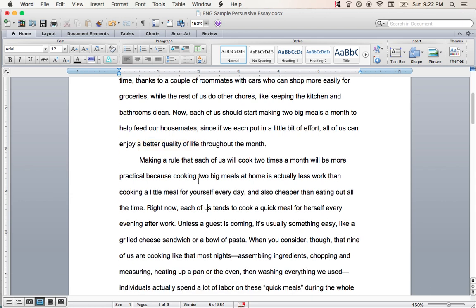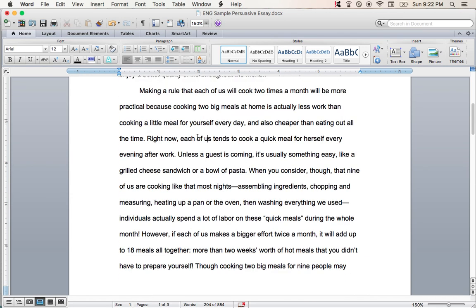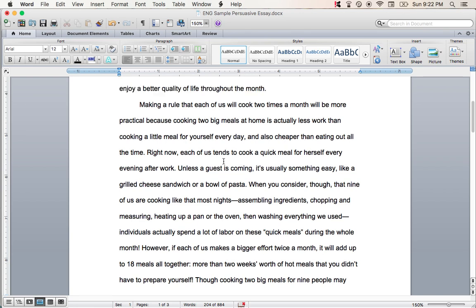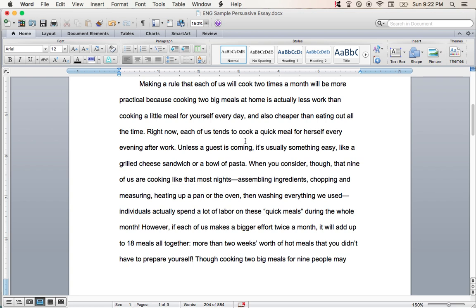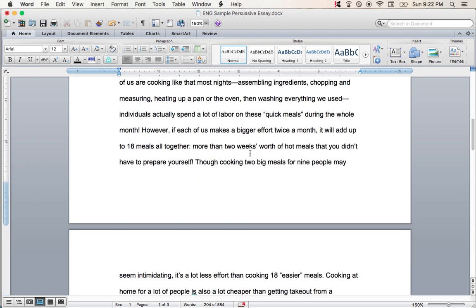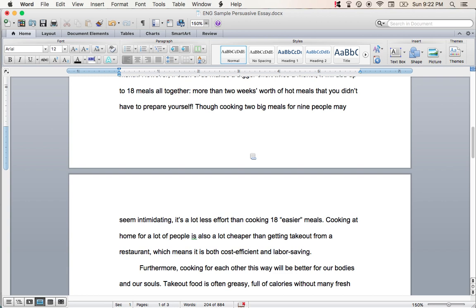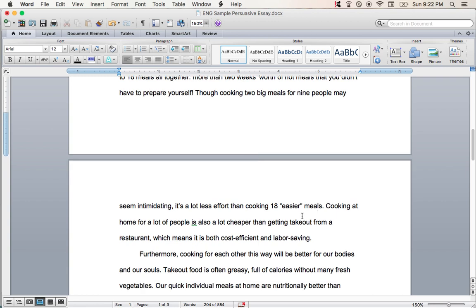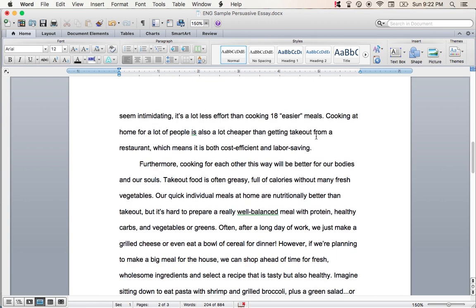But in this paragraph, we get into more details. This body paragraph gives us details about what better quality of life actually looks like. It looks like less work, right, than cooking a small meal every night. And it also looks cheaper than getting takeout from a restaurant, which are the two possibilities if you aren't having a big meal with all your housemates.